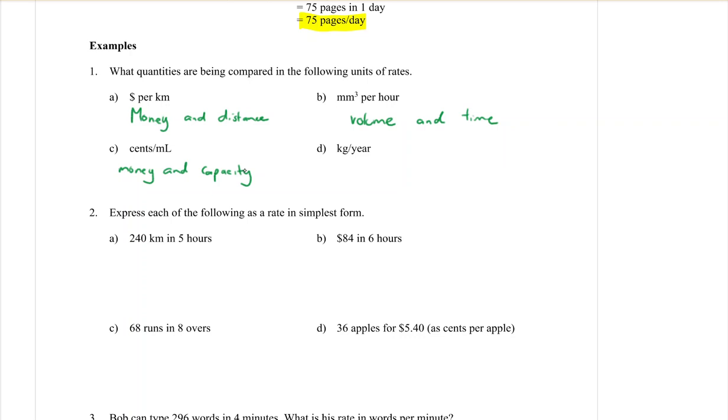And D, kilograms per year. Kilograms is what? A weight. We tend to call it a mass, though. You can call it a weight. I'd accept that. And year is another type of time.